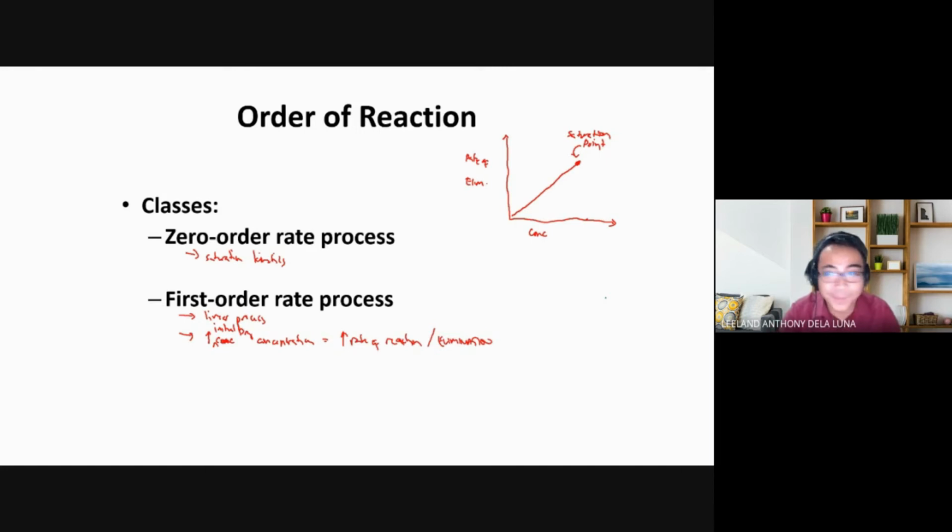What happens now? Once the saturation point is reached, no matter how high I increase the dose, or the concentration of drug in the plasma, ano nangyari sa rate of elimination ko? It stays the same. Once the saturation point is reached, class, this is the time where zero order kinetics occurs.